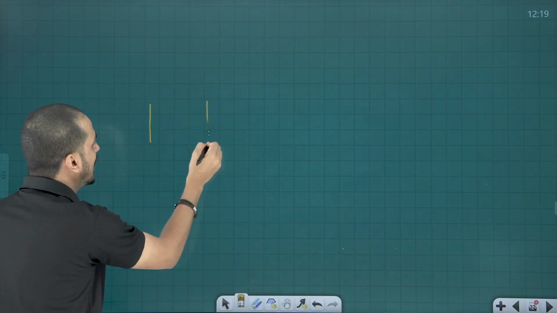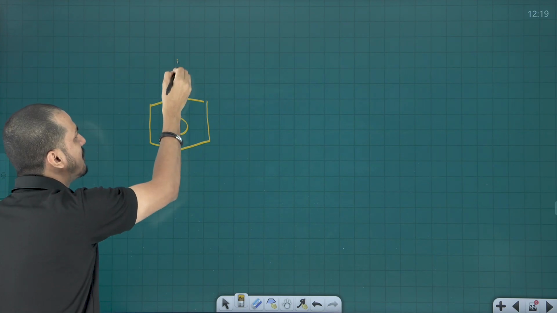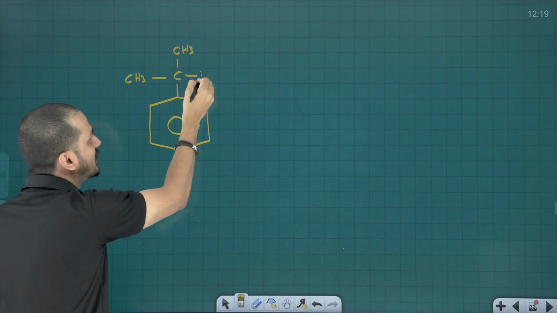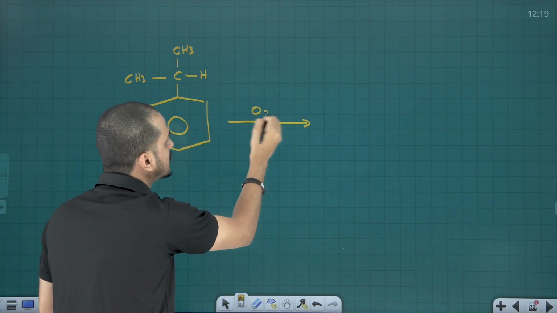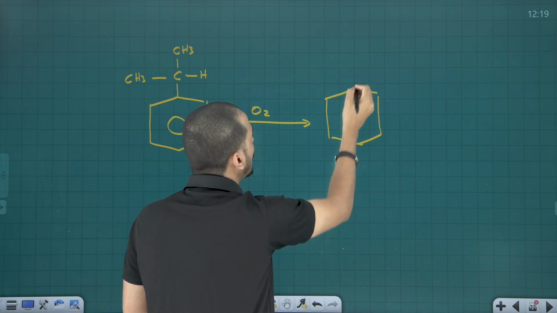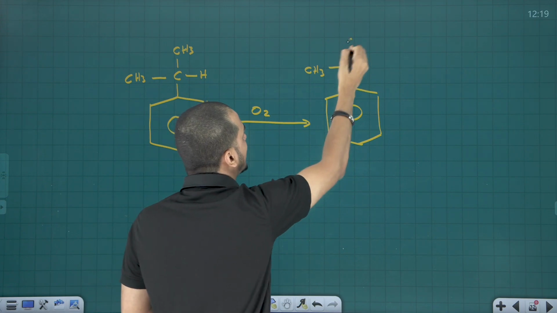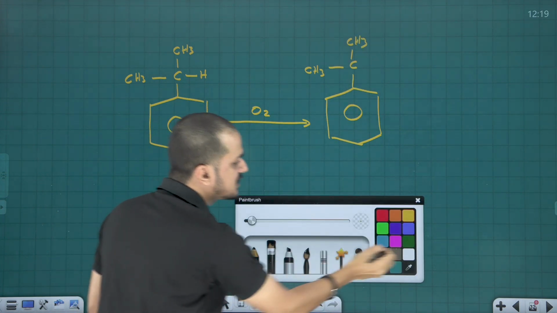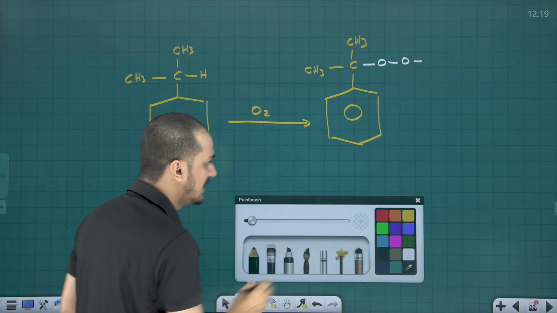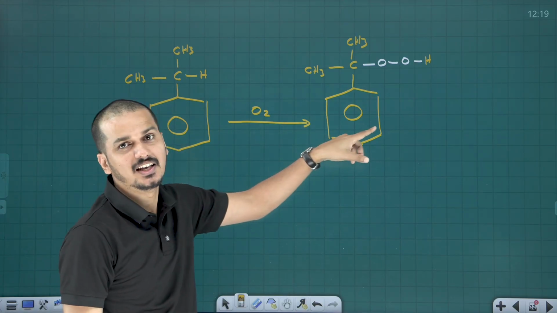Okay, see that you learned in your NCERT. It is clearly mentioned. See, this is the one. This is cumene. Once you are treating with oxygen, once you are oxidizing, this will be cumene hydroperoxide. It will be forming here CH3, here CH3, here peroxide linkage will come, the O-O bond, that is what is called peroxide linkage. Here H will come.